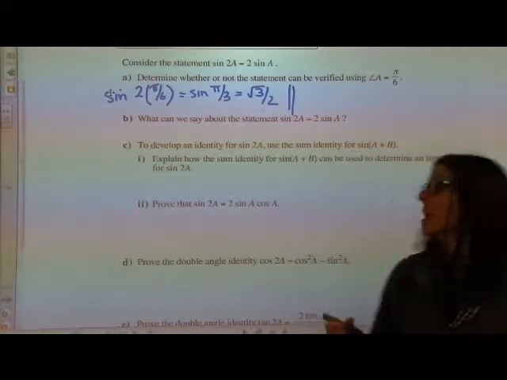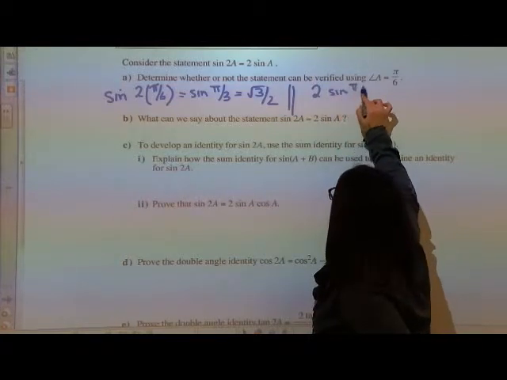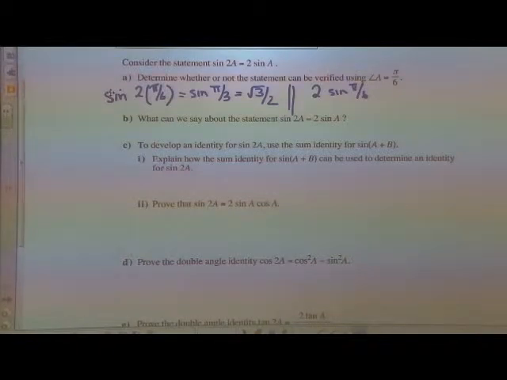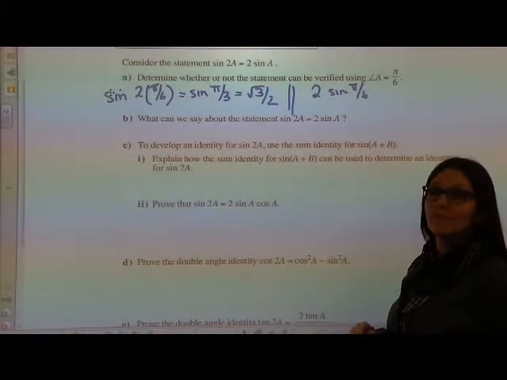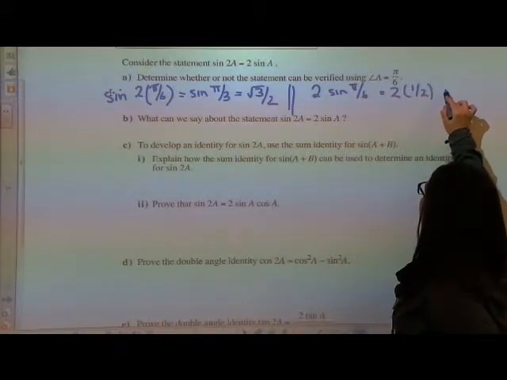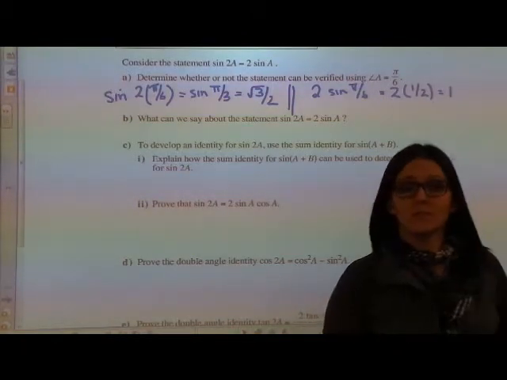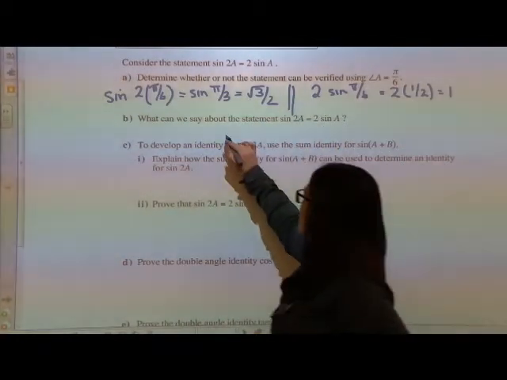So the right-hand side says this is supposed to be equal to 2 times sine pi over 6. So what is sine pi over 6? One half. And what's 2 times 1/2? 1. Are the two sides equal? No. So what can we say about this statement? Is this statement true or false? It's false.